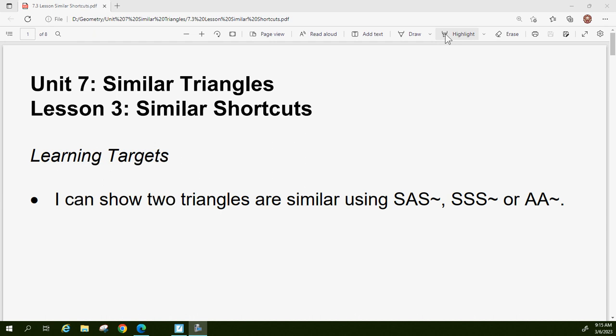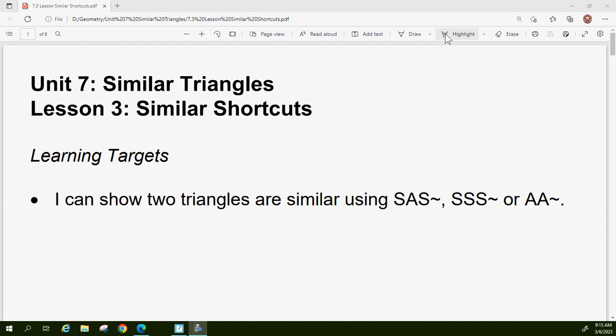So far we have talked about proportions in triangles. We've talked about what it means to be similar triangles. And so now we're going to talk about some shortcuts in showing triangles are similar in the event that you don't have all the information about the triangles.